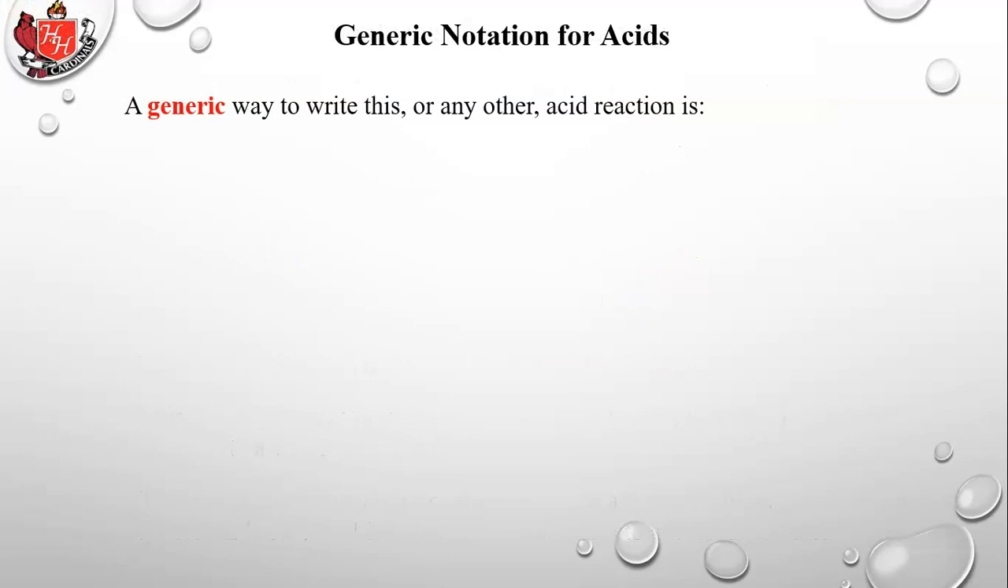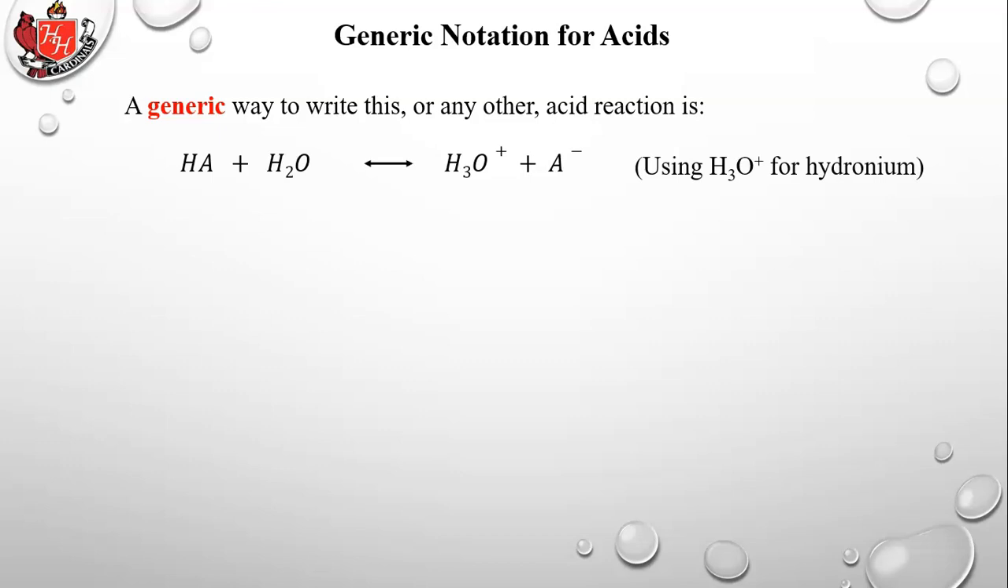A generic way to write this or any other acid reaction is HA plus H2O gives you H3O plus A minus. So what is that A? What's that referring to? It's referring to everything other than the proton, other than the H plus. So in the case of HCl, the A would be representing the Cl minus part of it. So if you replace that A with the Cl, you'd have HCl plus H2O produces H3O plus and Cl minus. That's the reaction you saw back a little earlier.